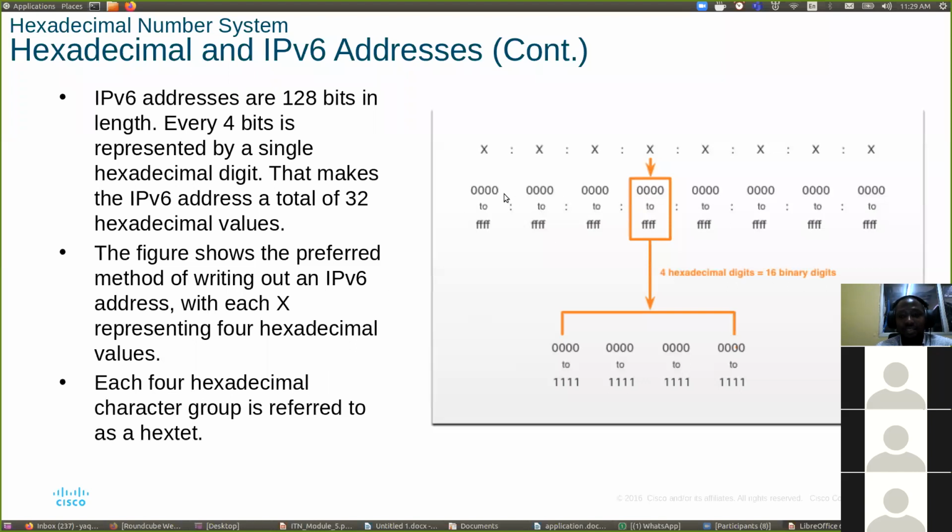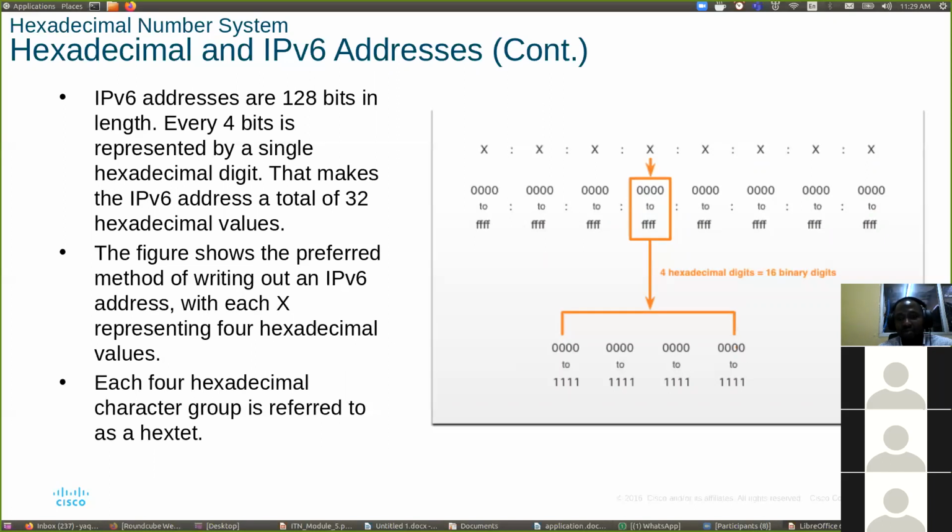So this is an example of an IPv6 address. An IPv6 address is 128 bits. We said an IPv4 address is 32 bits. Every 4 bits is represented by a single hexadecimal digit. That makes an IPv6 address a total of 32 hexadecimal values.